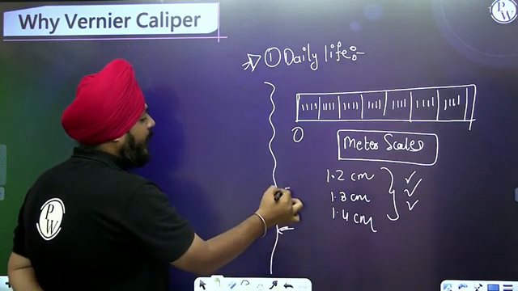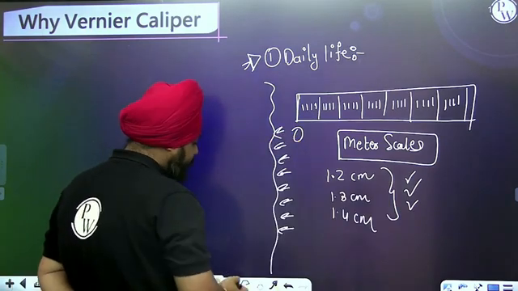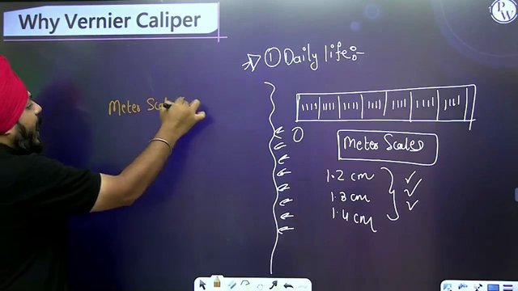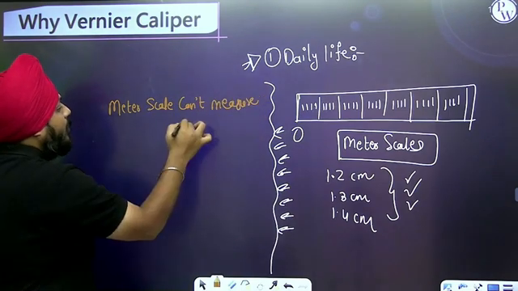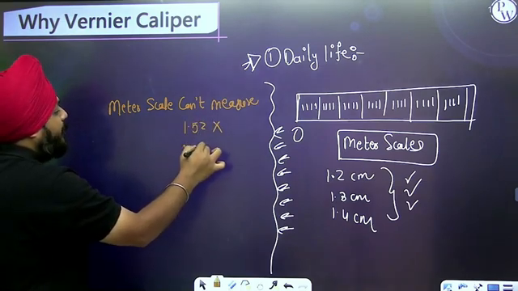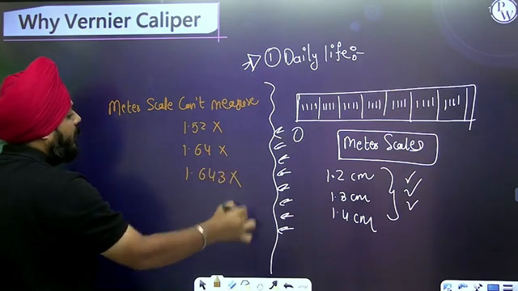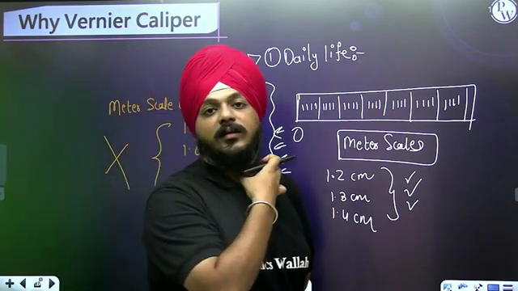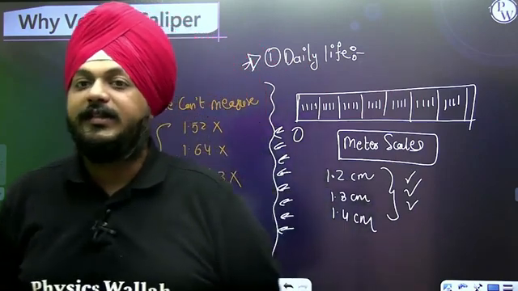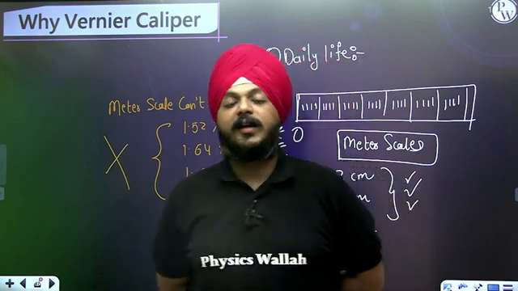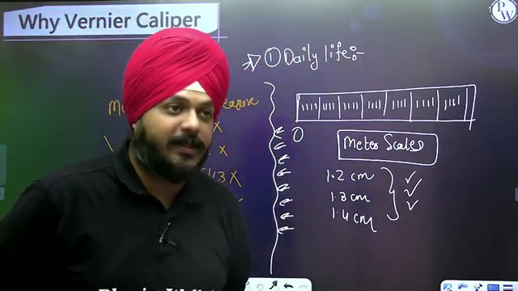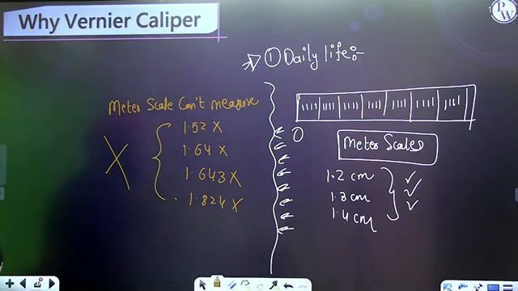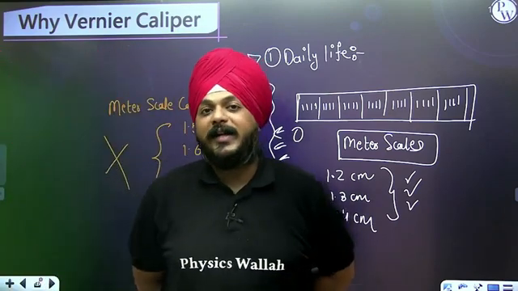What about the values that we want to measure in day-to-day life that exceed 1 decimal place? Meter scale can't measure 1.52, 2 decimal places, 1.64, 2 decimal places, 1.643, 3 decimal places, 1.824. Meter scale can't measure this. Entire physics depends on why. If there is a why, there is a suppose. If we are understanding a concept, then there should be the logic behind it. Why is this happening? Meter scale can't measure up to 2 or 3 decimal places.